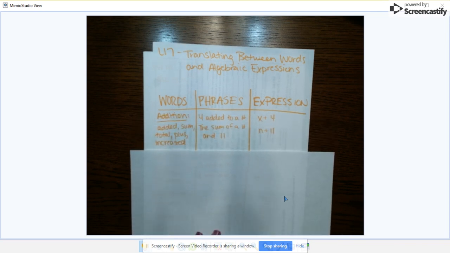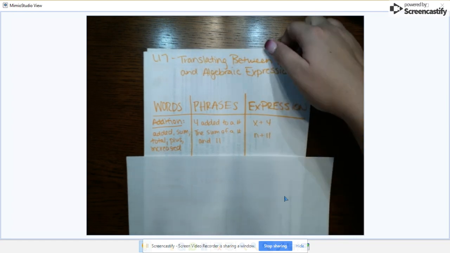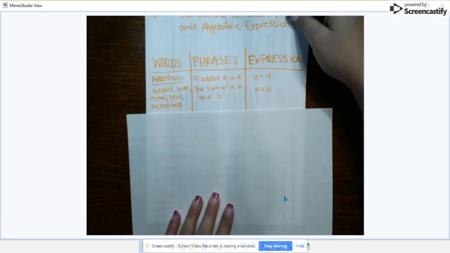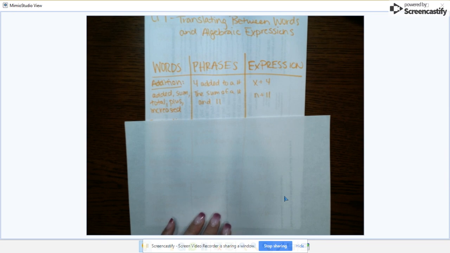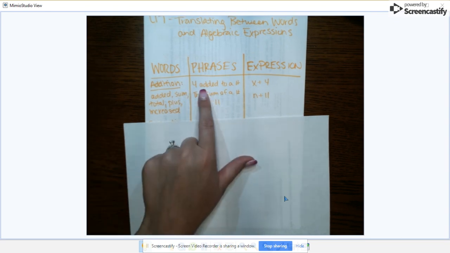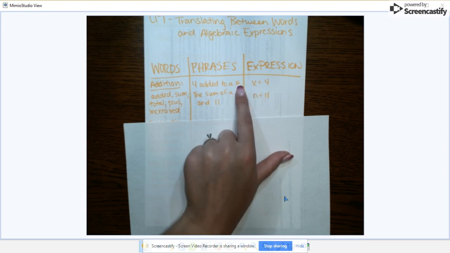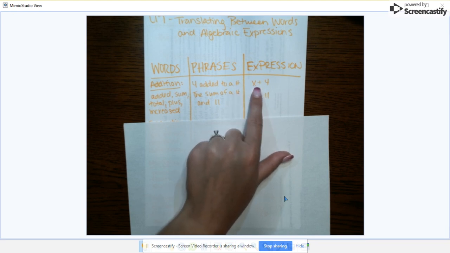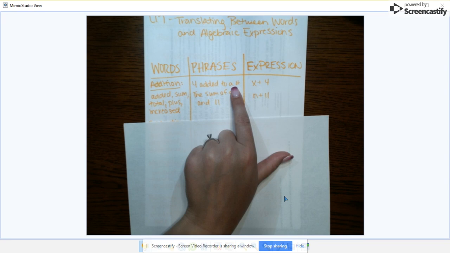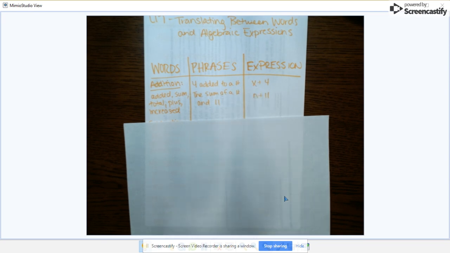So the first thing we're going to look at is if I'm given addition problems in words, what might that look like? So anytime you see the word added, sum, plus, increased, total, something like that, you know it's going to be an addition problem. So 4 added to a number, if that's an English phrase, we can turn that into a math phrase with x plus 4. It doesn't specify what number, so this could be any, it doesn't specify what letter, so this variable could be any letter you choose.